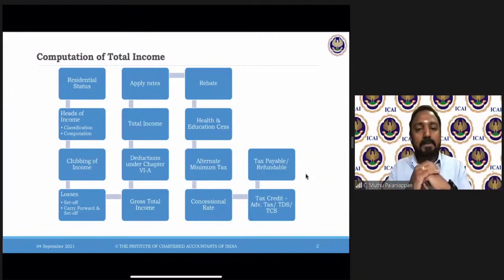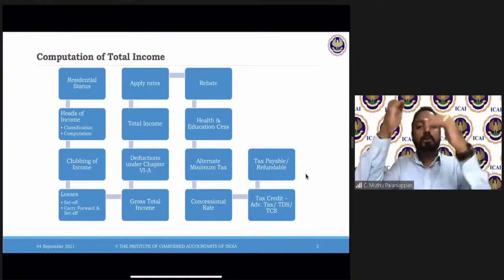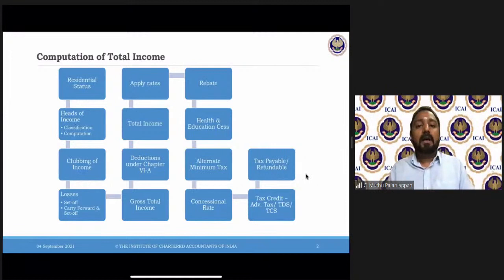And then the second step is determining the heads of income. In this, there are two steps. Step 2 is classification of heads of income. Once you are given a list of income, say you have salary, house property, interest income, dividend income, lottery income, what do you do? You put it into the respective bucket. You need to understand under which heads each of the incomes will be taxable.